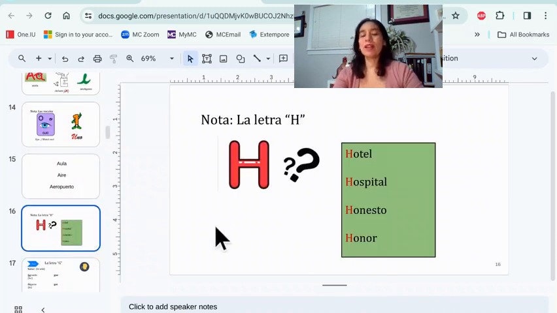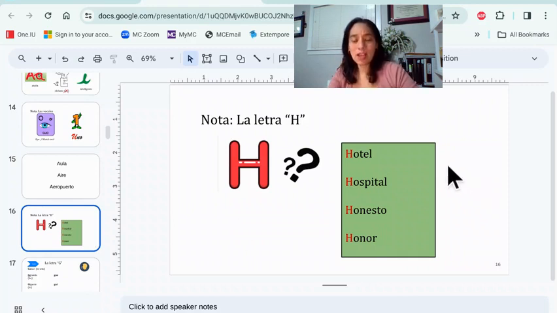I also wanted to highlight that la letra H is mute. It doesn't have a sound in español, la letra H. Just like in these examples here, we have the word hotel, hospital. Can you guess the pronunciation of the next word? Sí, honesto, honesto. And then finally we have honor. Hotel, hospital, honesto, honor.